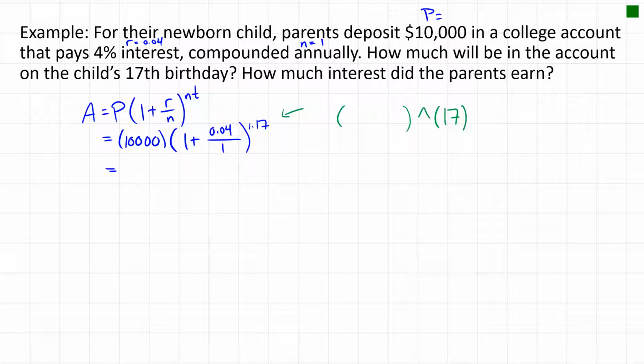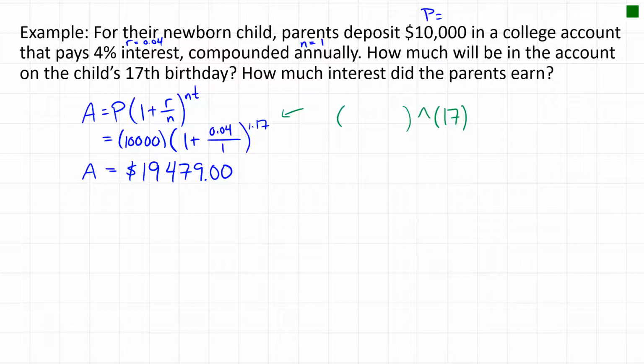Anyway, I just typed all of this into my calculator, and what I get is that at the end of 17 years, this investment is worth $19,479, and rounding brings me to 0 cents.